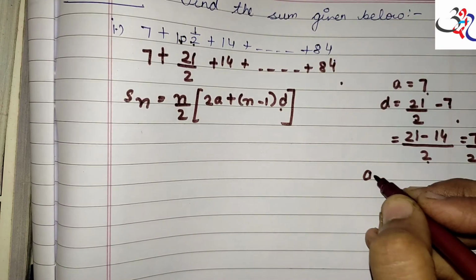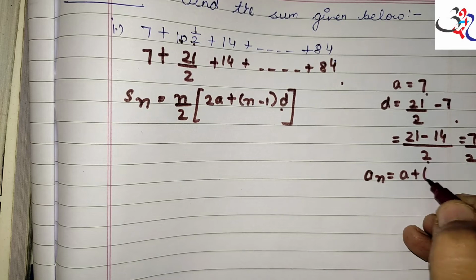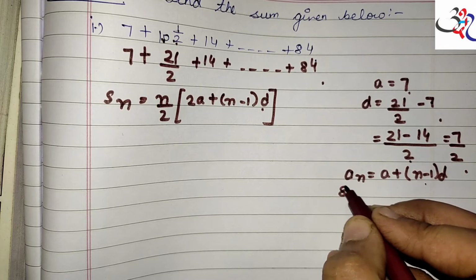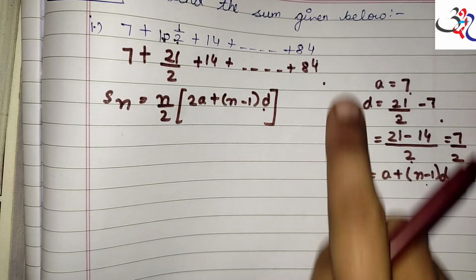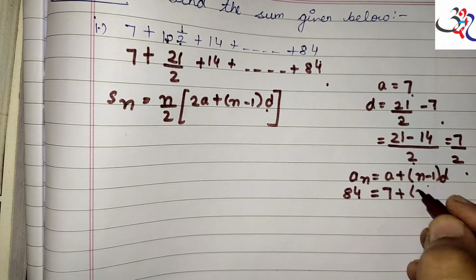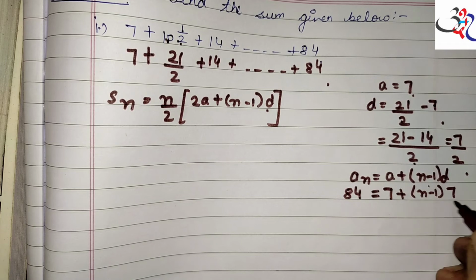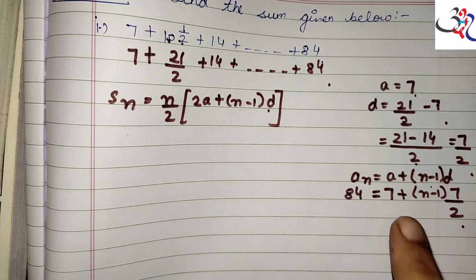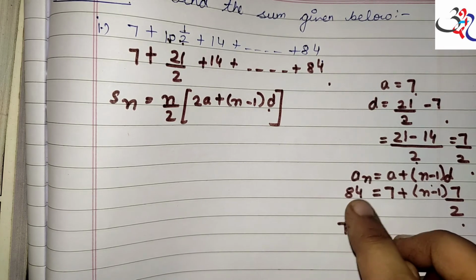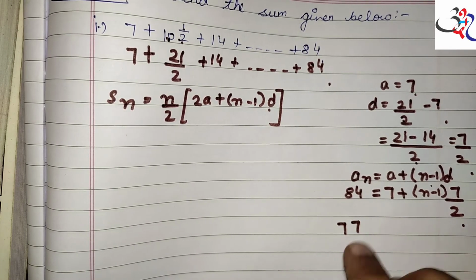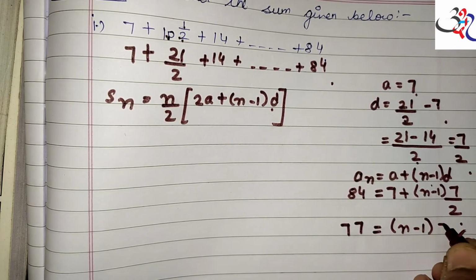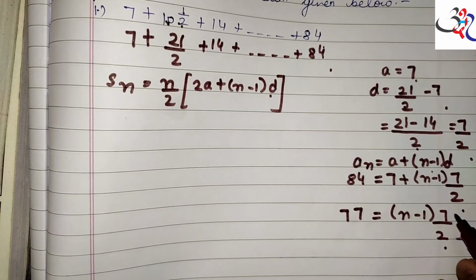I can find out the value of n by using another formula, the nth term, which is an is equal to a plus n minus 1 into d. The nth value is what? This last value, which is equal to 84. A is my 7 plus n minus 1 into d. D is my 7 by 2. So this 7 is being added here. When it goes to the left hand side, it will be subtracted. So 84 minus 7 will become equal to 77. So now it is equal to n minus 1 into 7 by 2.